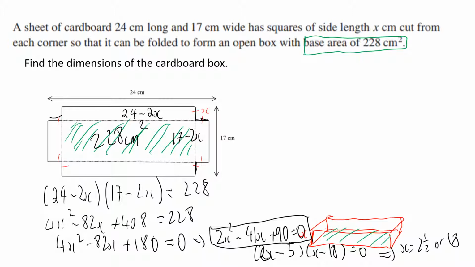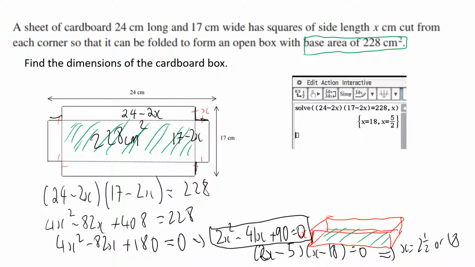Of course, there's a lot of calculation involved in all of that. If you've got CAS allowed, what would you do? You just whack it into your calculator, just like that. No need to simplify, move things around, solve. Length by width equals 228 for x, and there we have it. We've got our 2 possible values for x, 18 and 2.5.